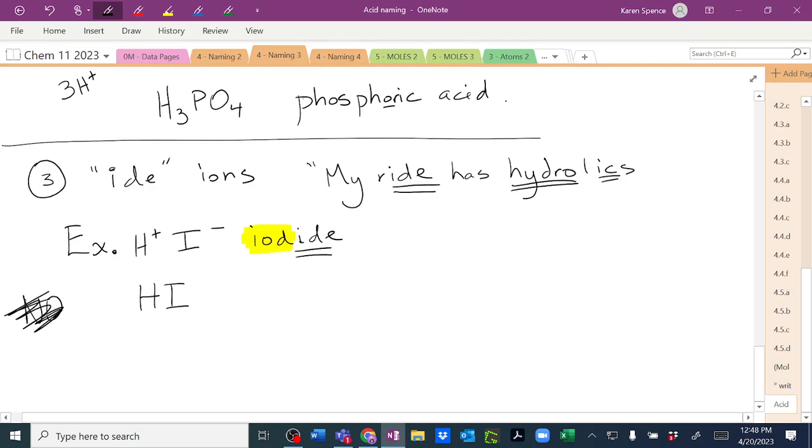Okay. Anyway, we got our hydrogen iodide, but we won't name it that because it's an acid. So this would be hydro, right? And then we're going to take the iode, and then we'll replace the ide with the ick. Hydro, iode, ick, acid.